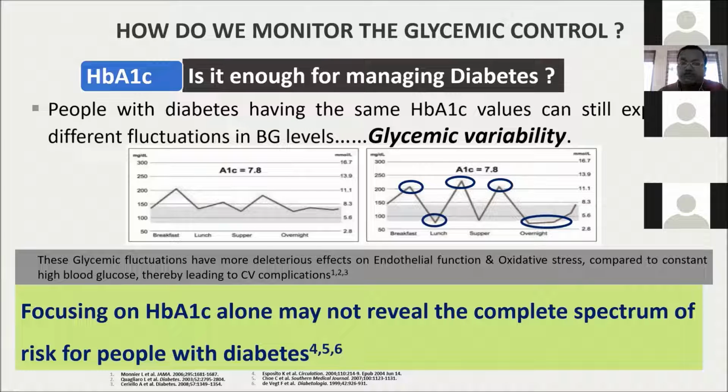And because of this, the concept of glycemic variability, or fluctuations which happen in blood sugar, came into existence and came into focus. Why again? Because these fluctuations have been associated with generation of oxygen-free radicals and endothelial dysfunction, which can lead to complications, especially the microvascular complications of diabetes.